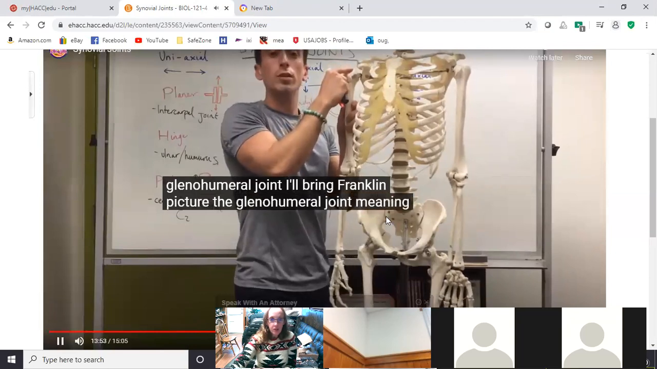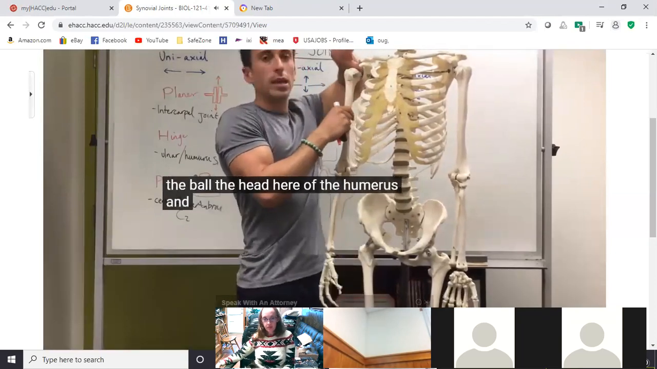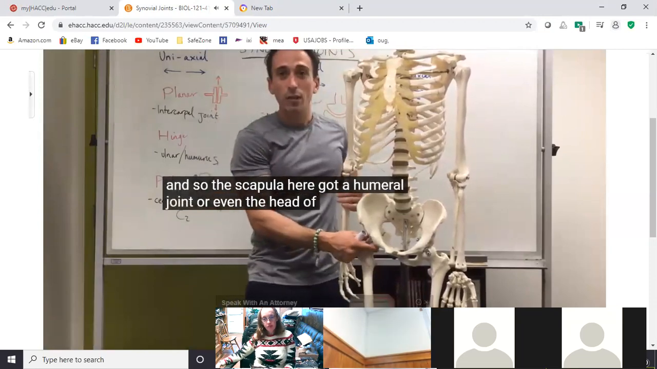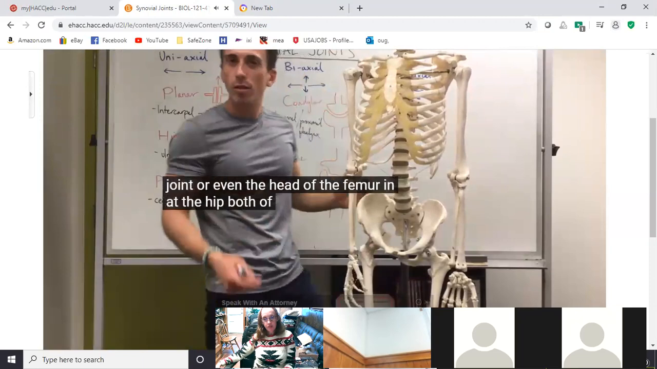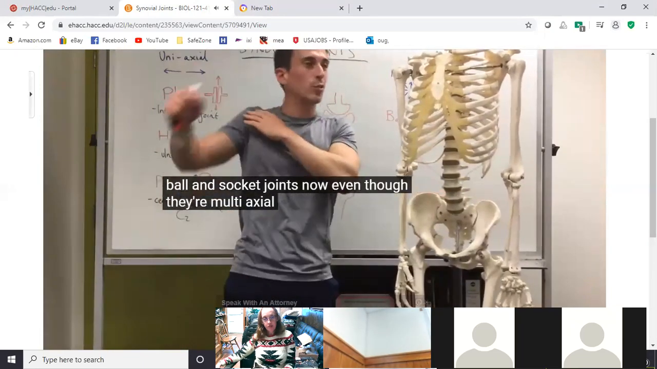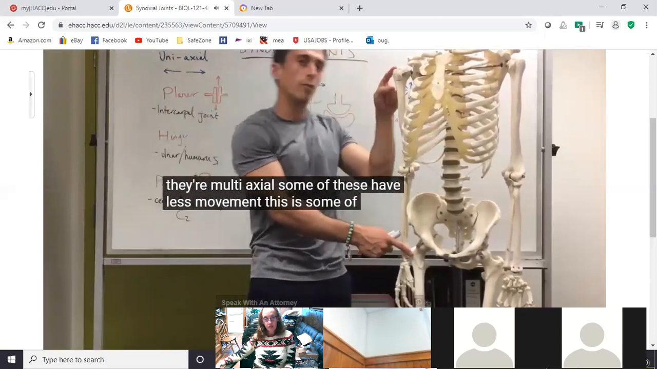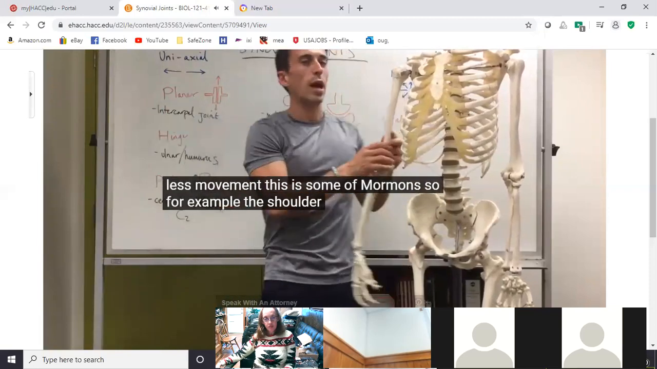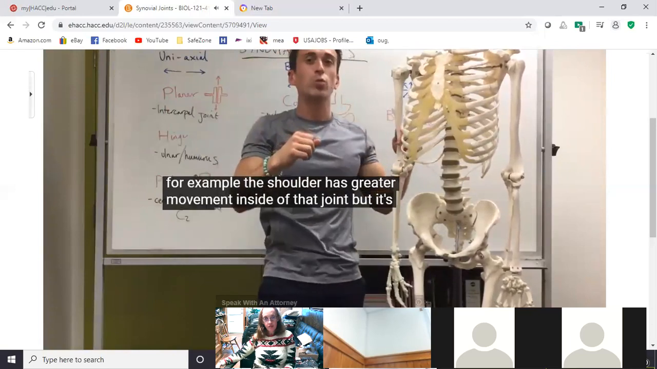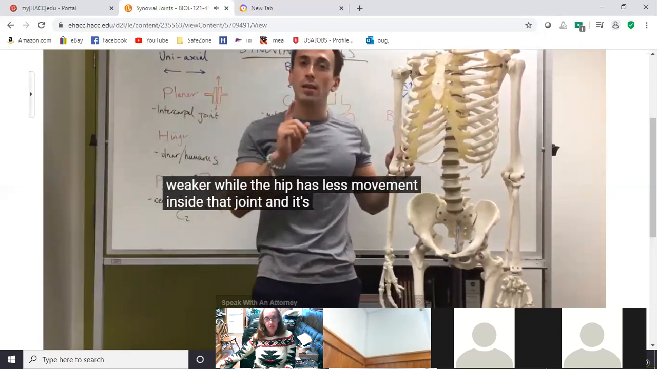The glenohumeral joint, meaning the ball or the head here of the humerus, and the scapula here. Or even the head of the femur at the hip. Both of these are examples of ball and socket joints. Even though they're multi-axial, some have less movement than others. The shoulder has greater movement inside of that joint, but it's weaker, while the hip has less movement inside that joint and it's stronger.